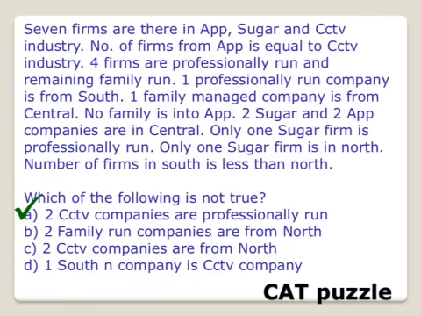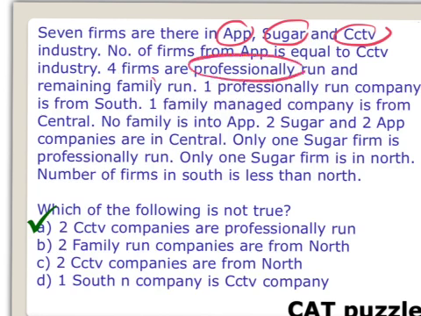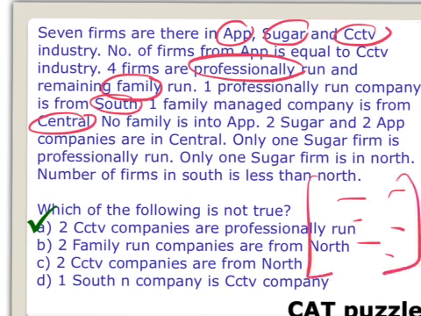What I'm talking about is this kind of puzzle, please pause the video and try to see what this is. There are 7 firms. I have to make a matrix out of this. 7 firms among app, sugar and CCTV. Some are professionally run, some are family run. Some of them are from South India, some are from North India. Fine. So there's a typical 3D chart you have to make. And then you can solve this question.